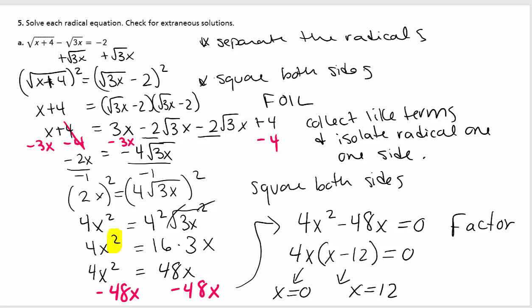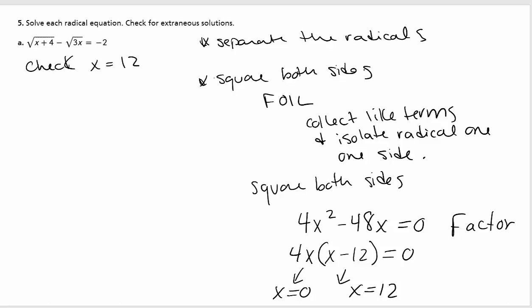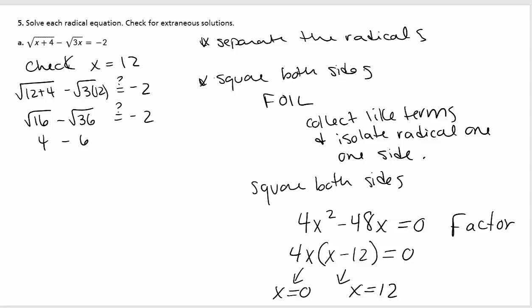And then we have to check them. So when I check x is equal to 12, we plug that into the left-hand side. So we get the square root of 16. Oops, I actually have to plug that in. Minus the square root of 36. 4 minus 6. So negative 2 is equal to negative 2, so that's going to work.